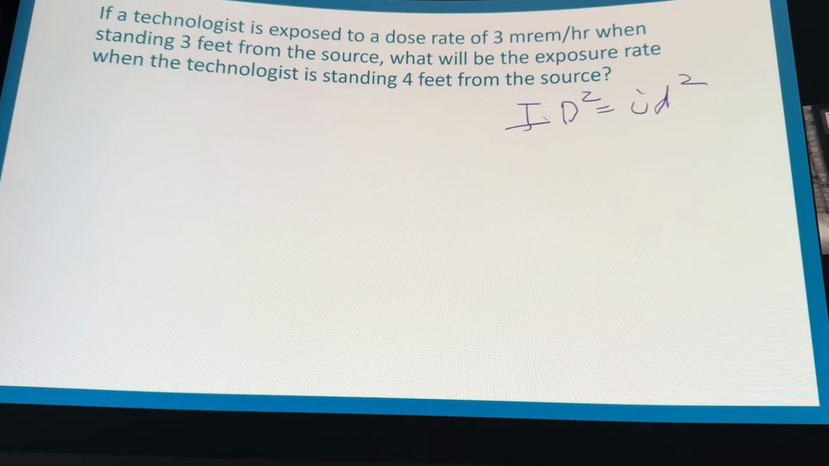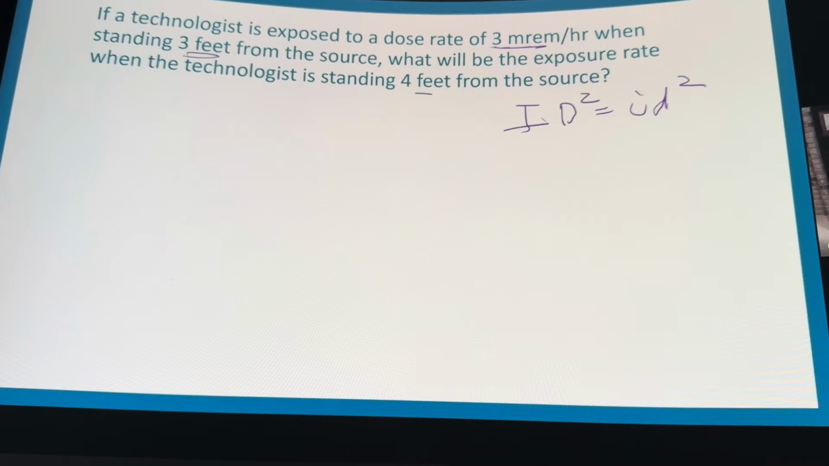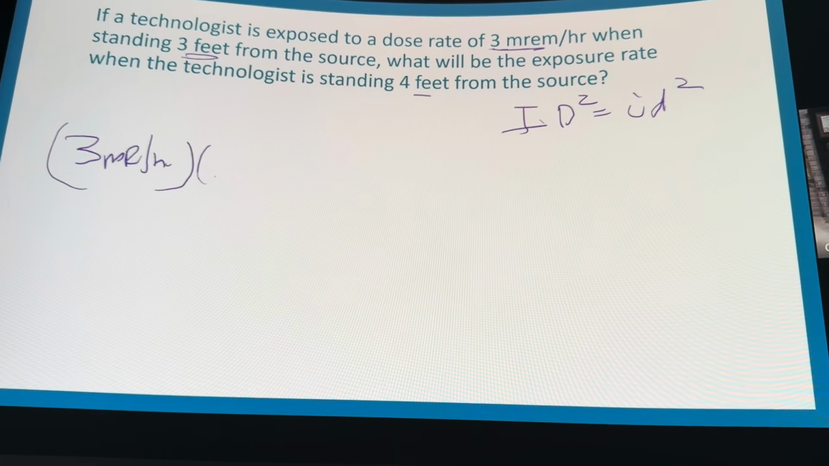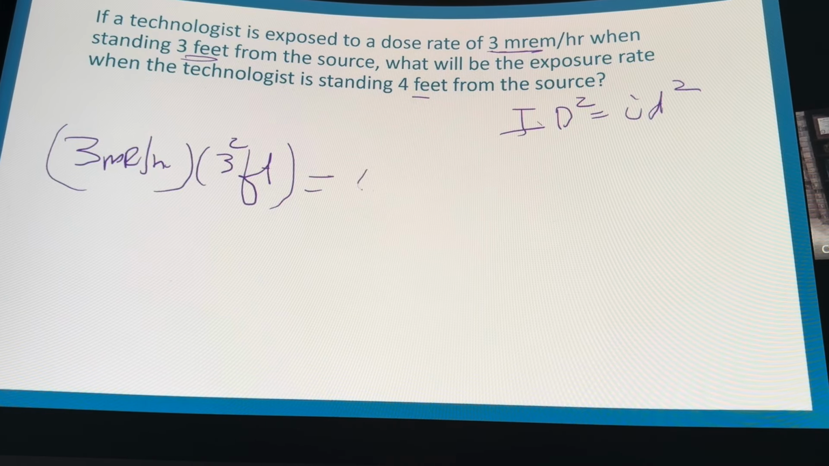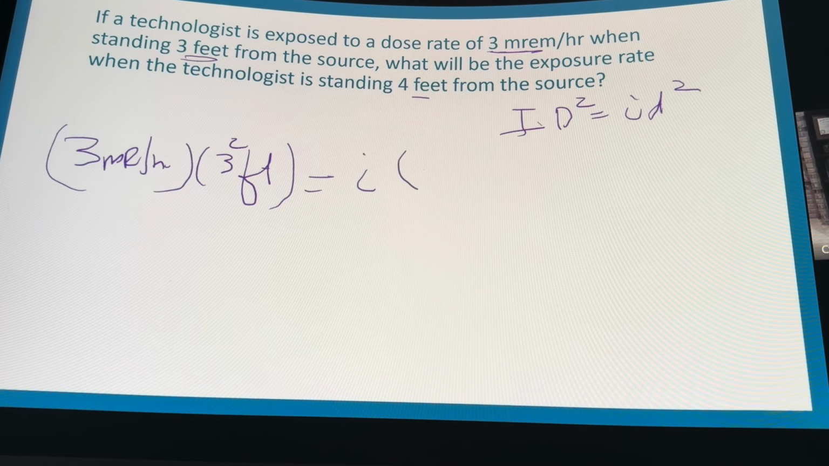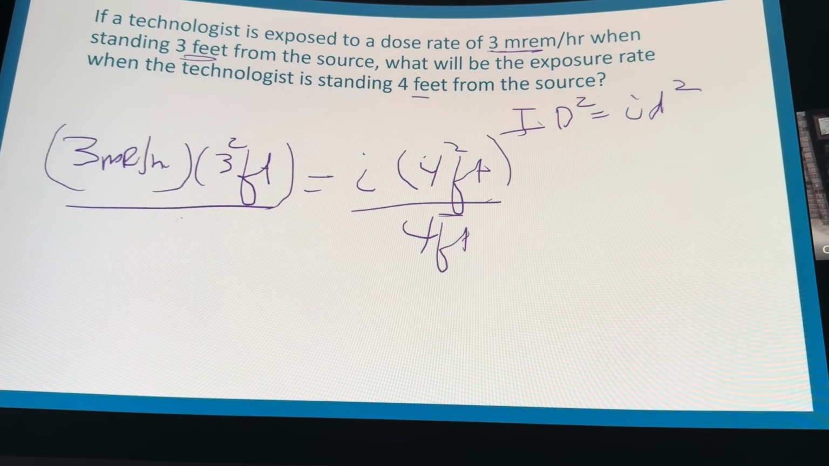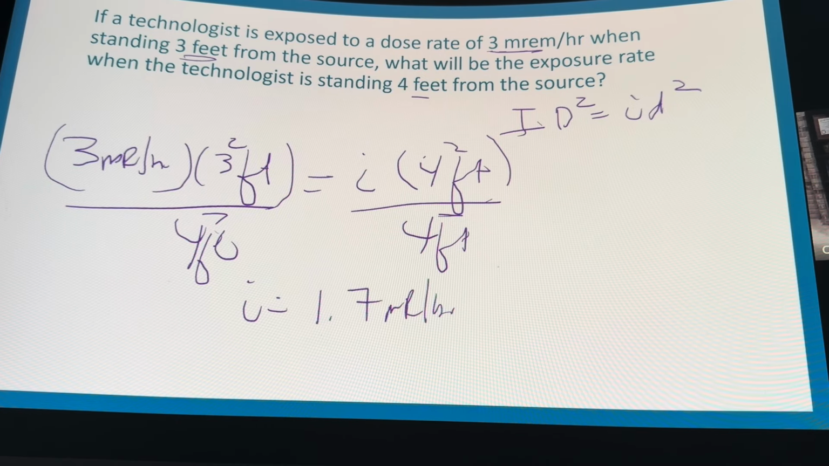If your technologist is exposed to 3 MR per hour at 3 feet, what's going to be the exposure rate at 4 feet? So my 3 MR per hour goes with my 3 feet, and I have to square it. Always square the distance. We're trying to find the new exposure at 4 feet. Divide both sides by 4 feet squared. My new exposure is 1.7 MR per hour.